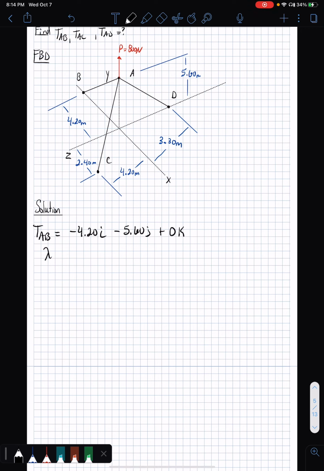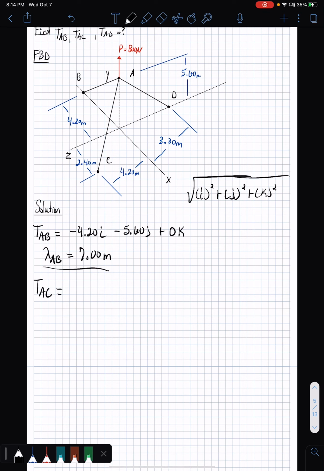I'm going to go ahead and do the lambda step, which is taking the square root of the sum of the squares. I won't make y'all do that here, but the method is just the I squared plus J squared plus K squared components. Solving it out, you get lambda to equal 7.00 meters.